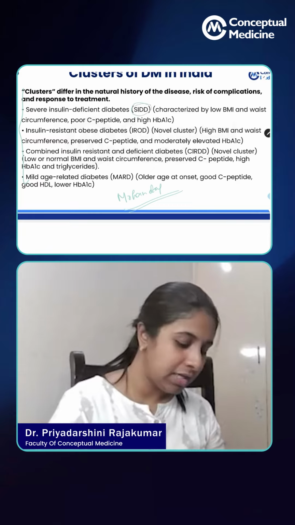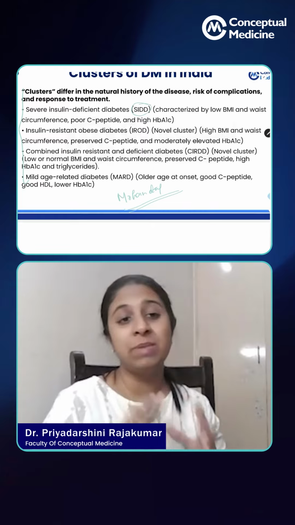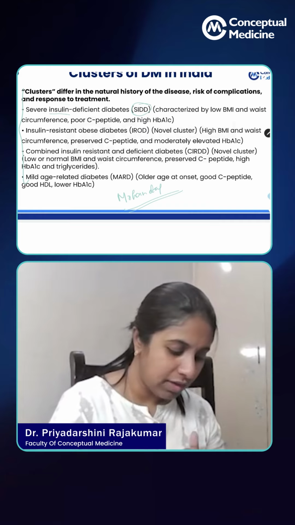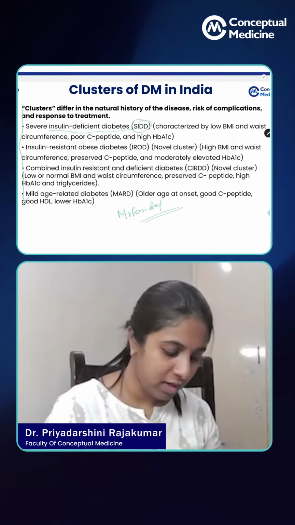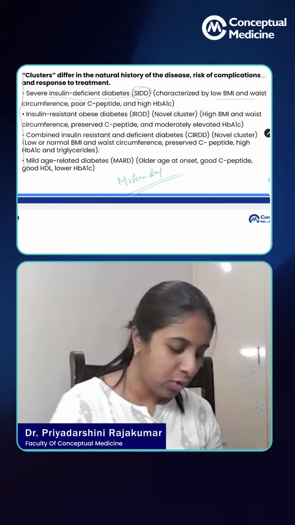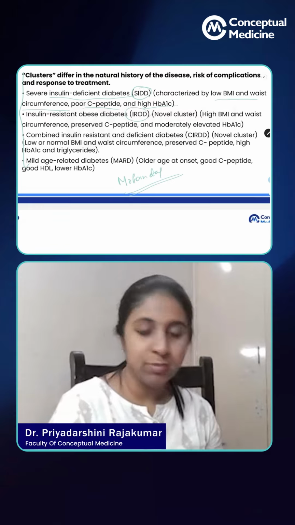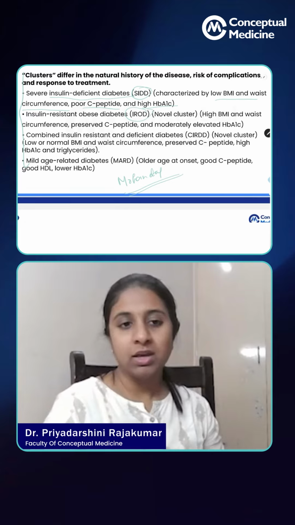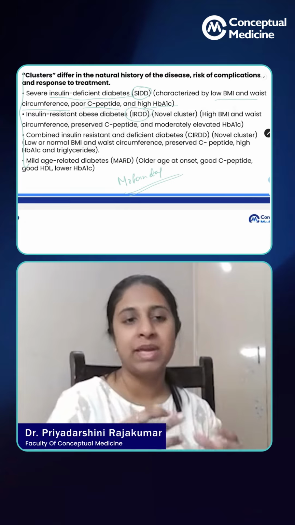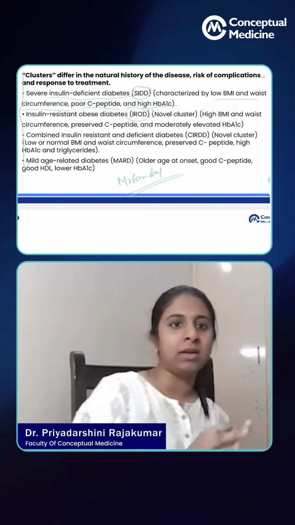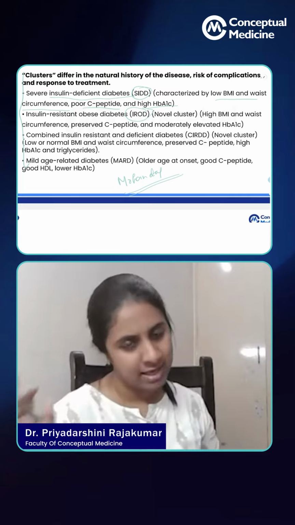SIDD is a type which usually behaves like type 1 diabetes. So they have severe insulin deficient diabetes. Herein you may have low BMI, low waist circumference, poor C peptide, and high A1C. The second is a typical type 2 diabetes, here it is severe insulin resistant obese diabetes. You have high BMI, high waist circumference, preserved C peptide, and a moderately elevated HbA1c.